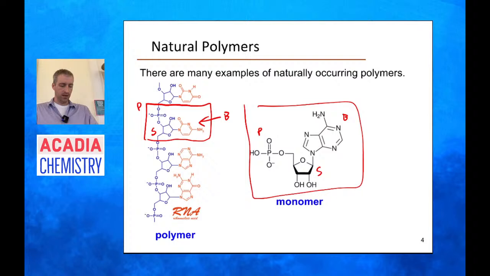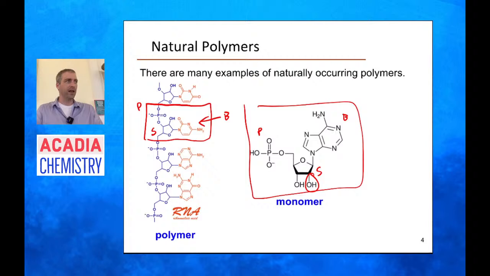The difference between DNA and RNA is this OH right here. That OH is present in RNA, but not in DNA. And that OH makes this molecule fall apart a lot easier. So RNA is much less stable than DNA, which is why the new RNA vaccines for COVID require refrigeration at such low temperatures, because RNA is a very fragile molecule.